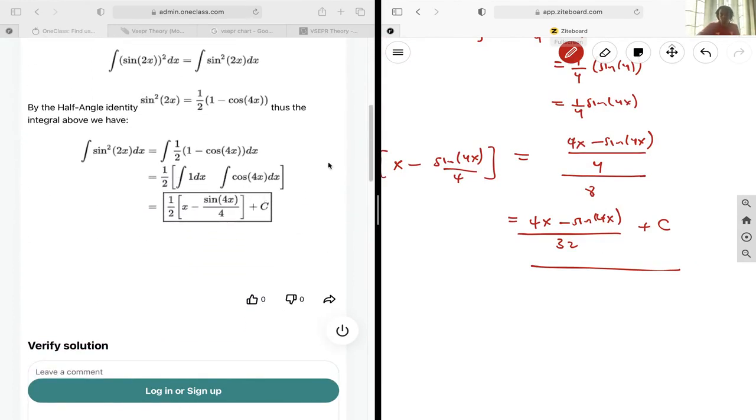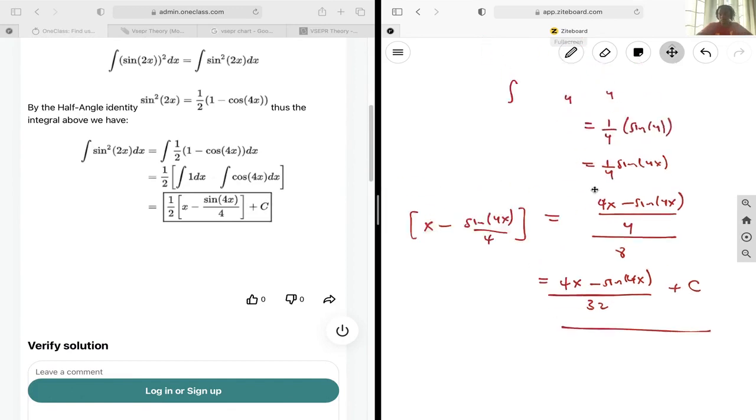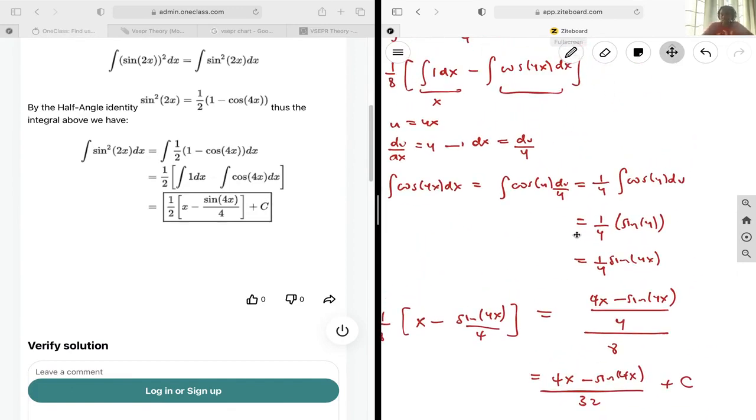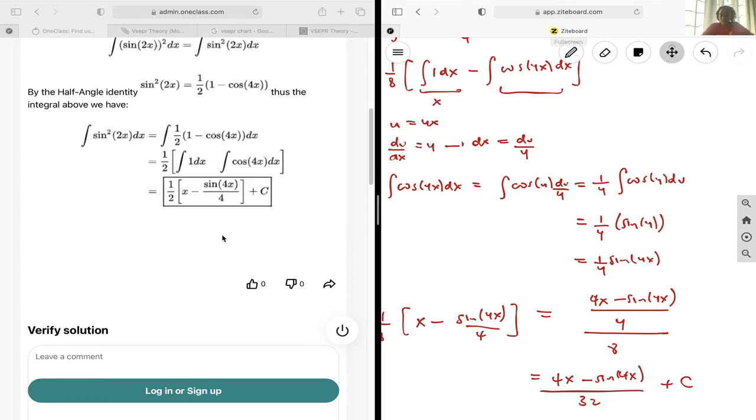So you need to be careful when you're pulling out all of these fractions. It's best if you pull them out of the integral before you do anything with it. That way you don't forget about it, as what has happened here in the solution.